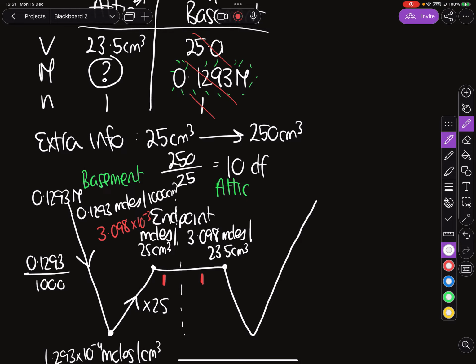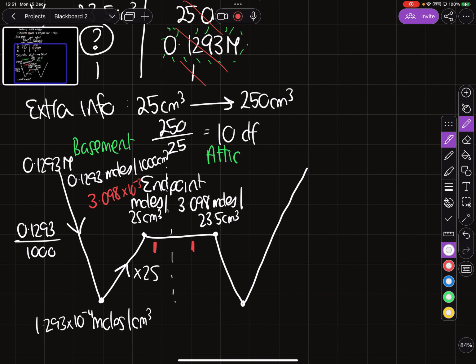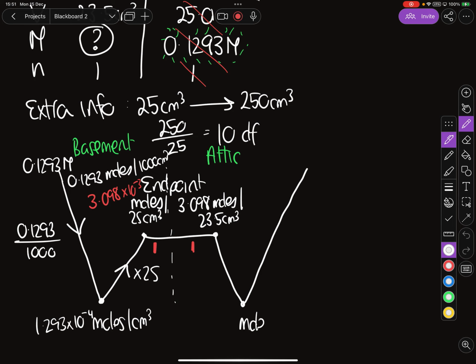Okay, I need to go down, and at the bottom of all of these, the unit we're interested in is moles per centimetre cubed. So when we go down, it's a division. So the division that we're doing is 3.098 by 10 to the minus 3, and I'm dividing that by 23.5 to find out what's moles in 1 centimetre cubed.